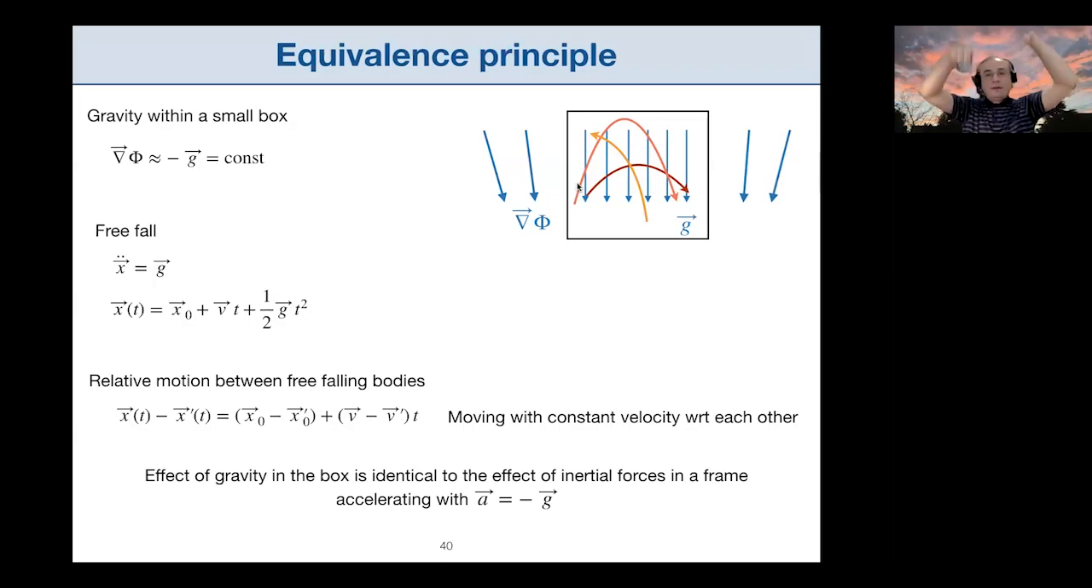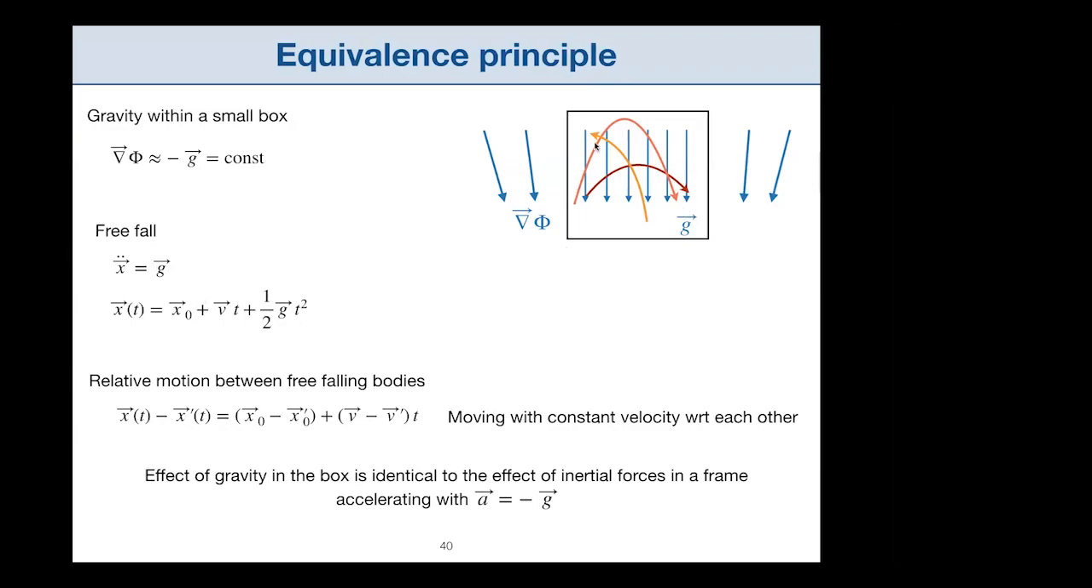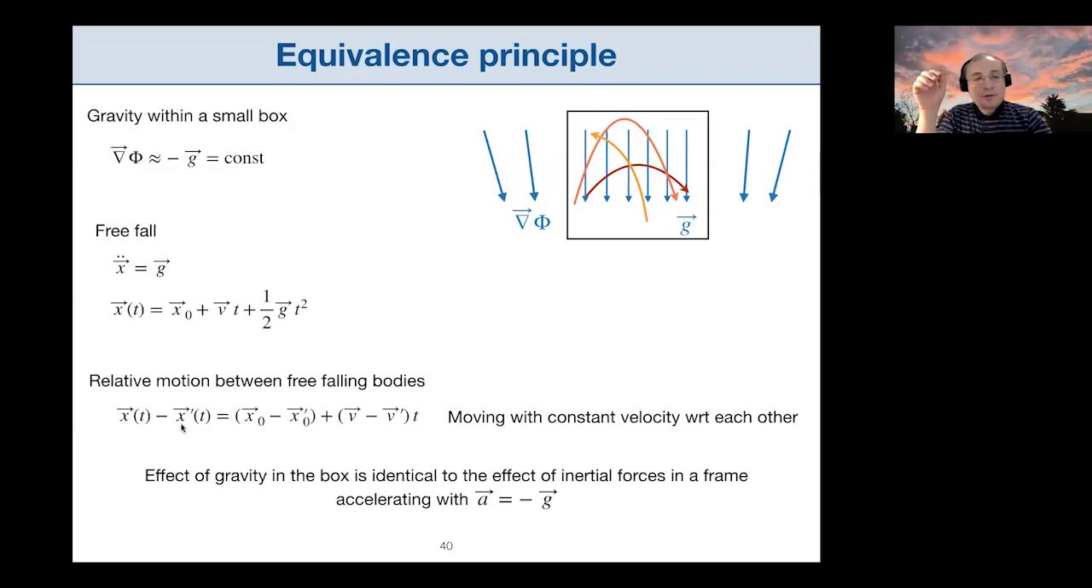In this case, I have drawn the gravitational force to be acting downwards. So every object in free fall simply undergoes this type of parabolic motion. But when you consider two different objects of this kind and measure the relative motion between them, so you take x and x prime, which solve this equation with different initial data, the difference looks like this.